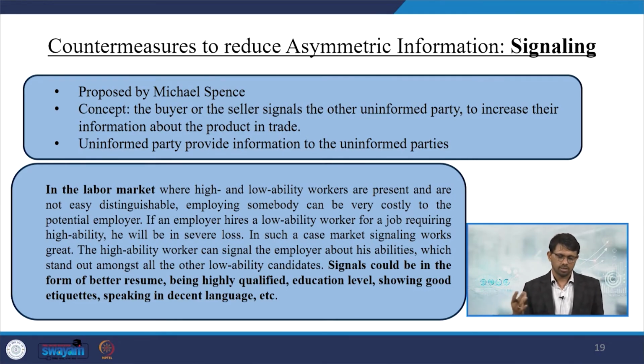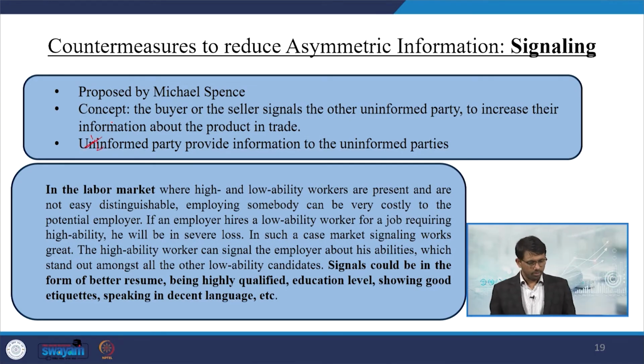Here the concept is clarifying some signals exhibited by buyers or sellers, where the buyer or the seller signals the other, uninformed party to increase their information about the product in trade. The informed party provides information to the uninformed party, isn't it?